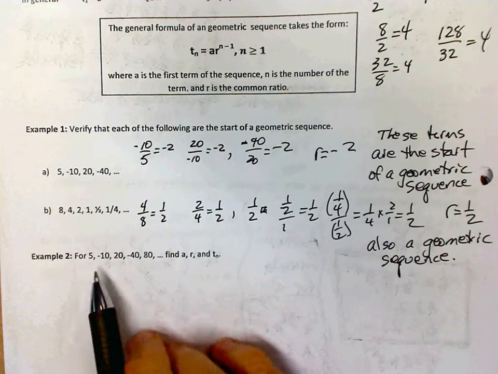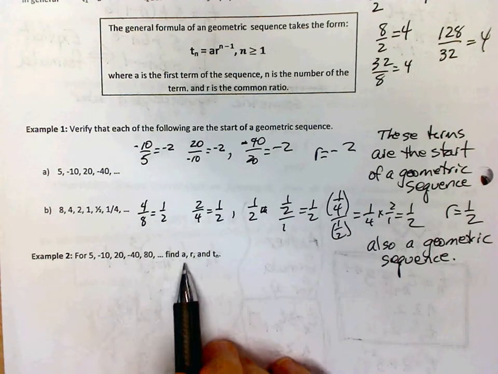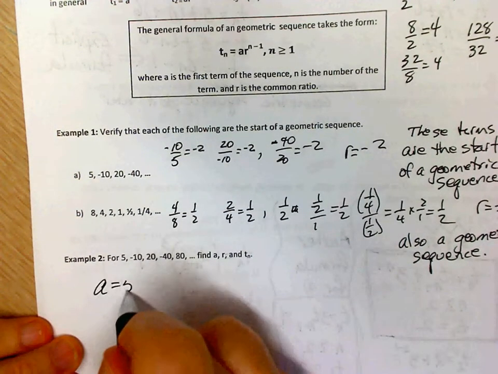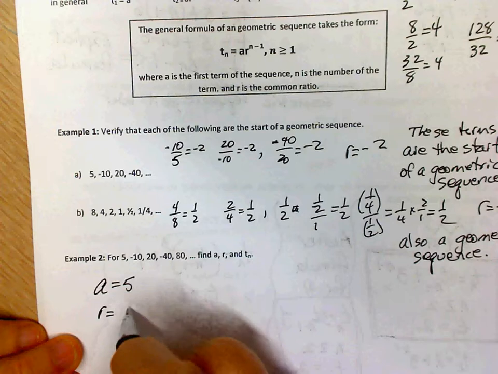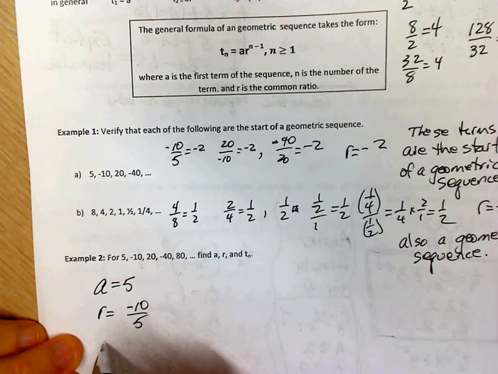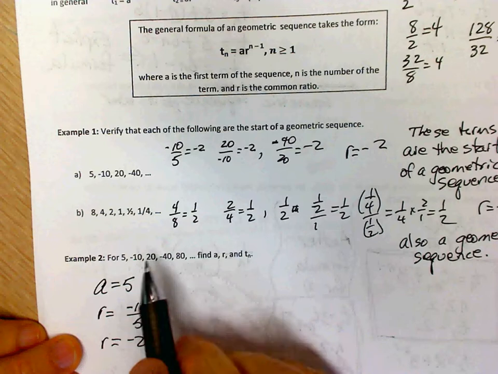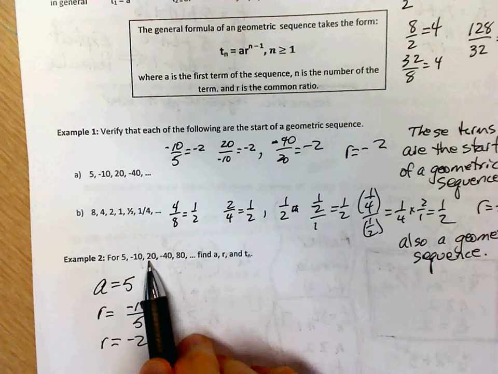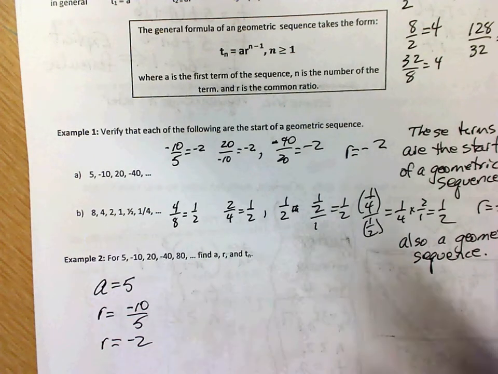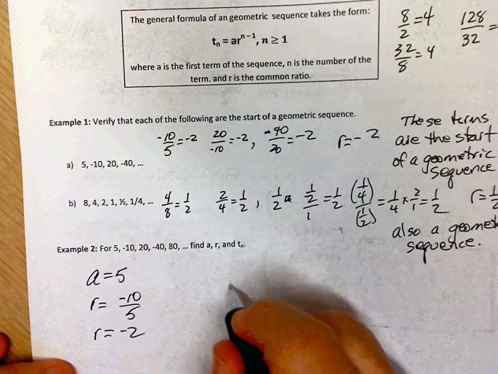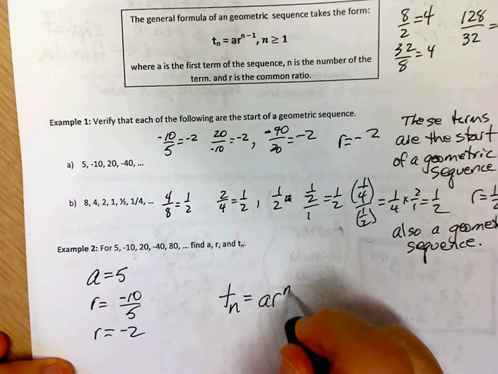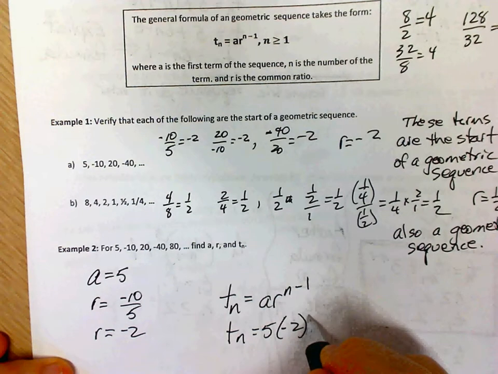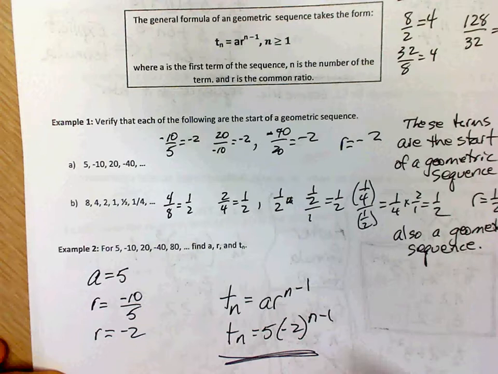For 5, -10, 20, -40, 80, find A, R, and Tn. Okay, let's check. We know A equals 5. R equals -10 divided by 5, so R equals -2. And we can check. 20 divided by -10 is -2. -40 divided by 20 is -2. 80 divided by -40 is -2. To find Tn, we use the formula. Tn equals 5 times (-2) to the n minus 1. That's our general term.